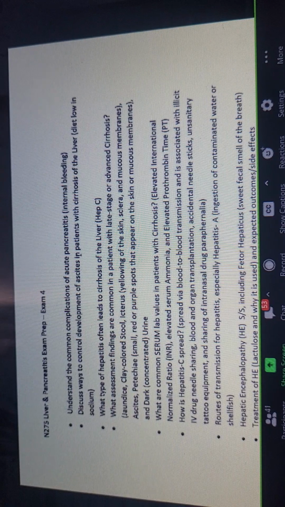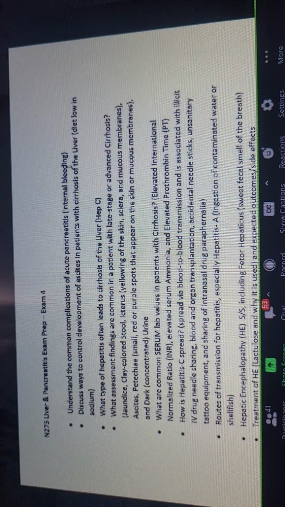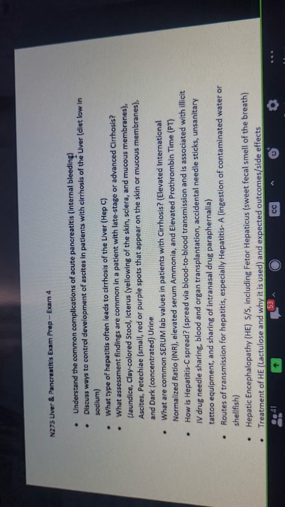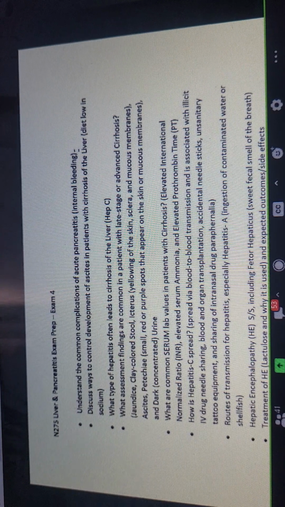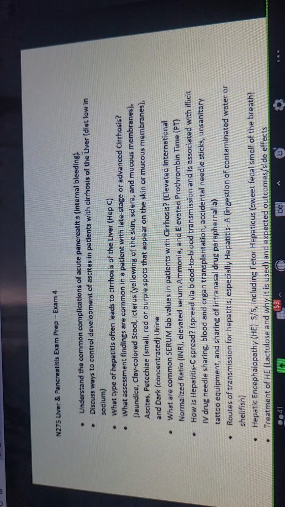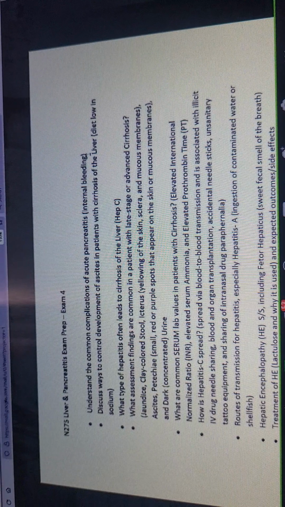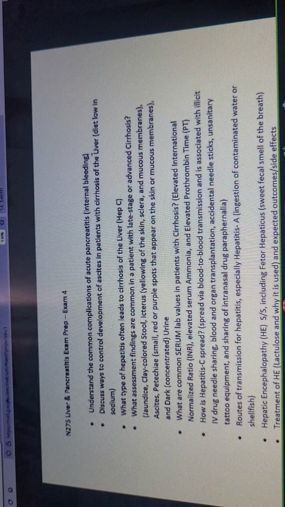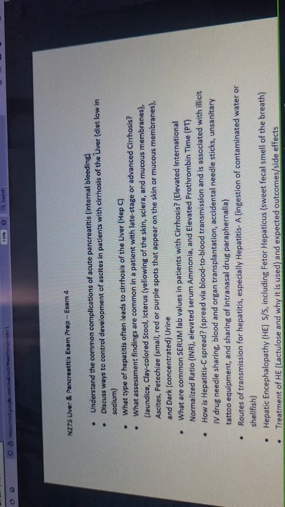Okay, so in particular, if you see some of the stuff that I have in parentheses, I really want you to understand that internal bleeding is something that's really important with acute pancreatitis. If it becomes so inflamed to the point where it can actually cause bleeding, it's really, really detrimental. Okay. Ways to control development of ascites in your patients with cirrhosis of the liver.